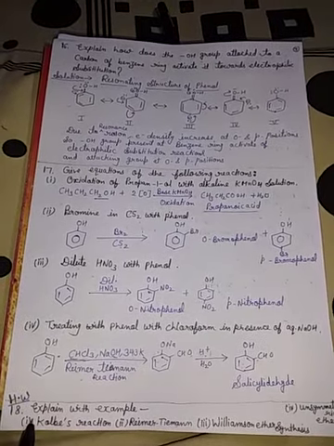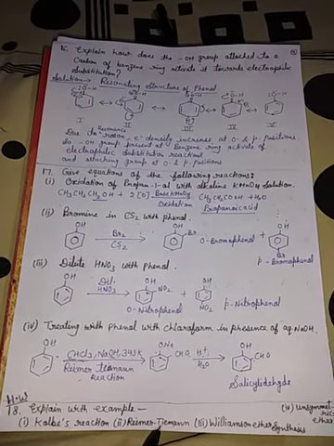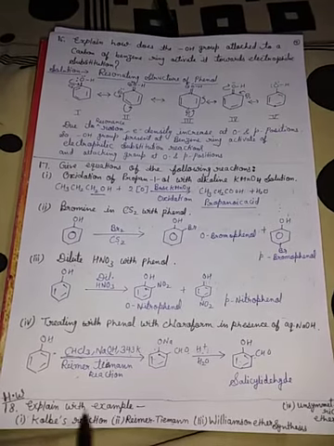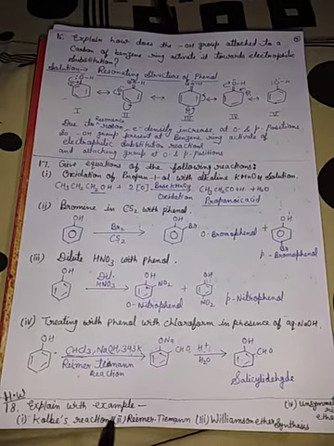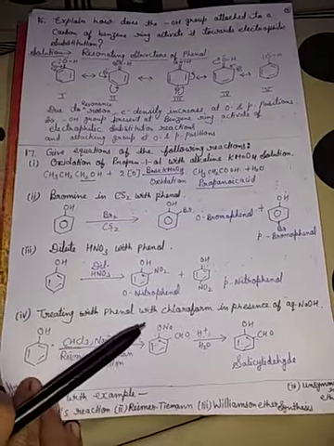The question is number 18. Explain with example the Kolbe reaction, Reimer-Tiemann reaction, Williamson synthesis and unsymmetrical ether. These are named reactions and I already explained them in an earlier chapter. Next is question number 18.